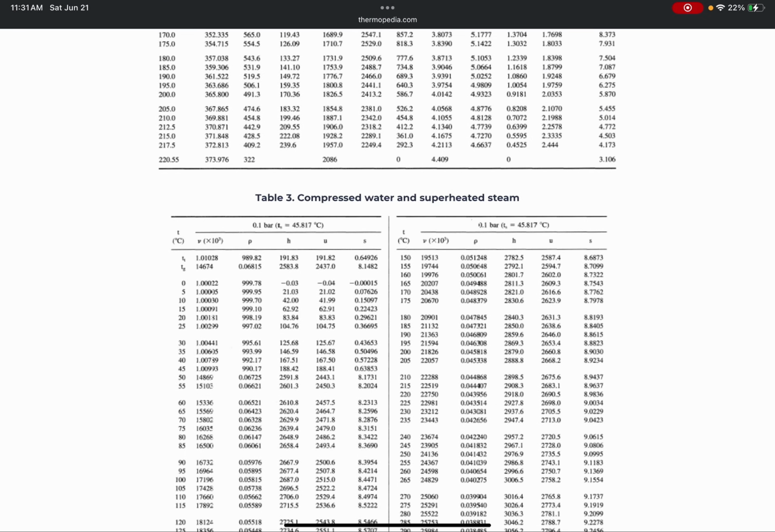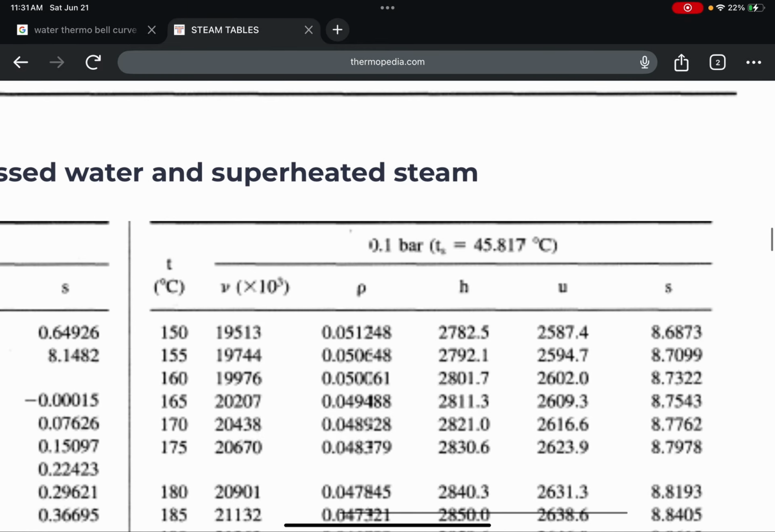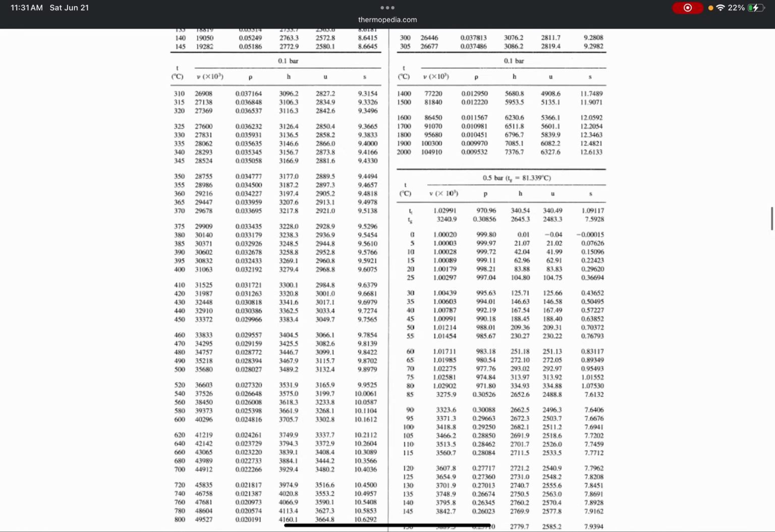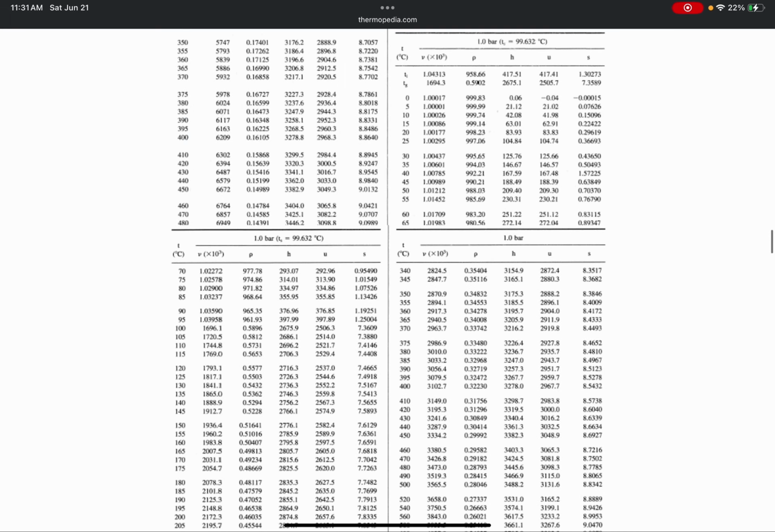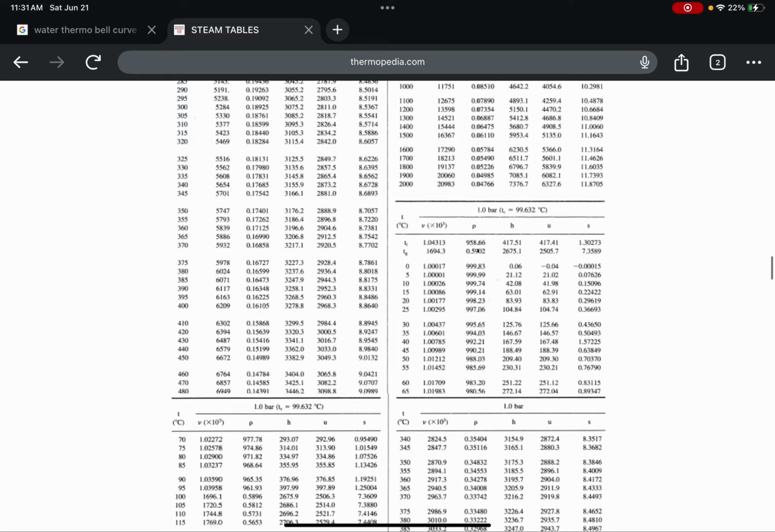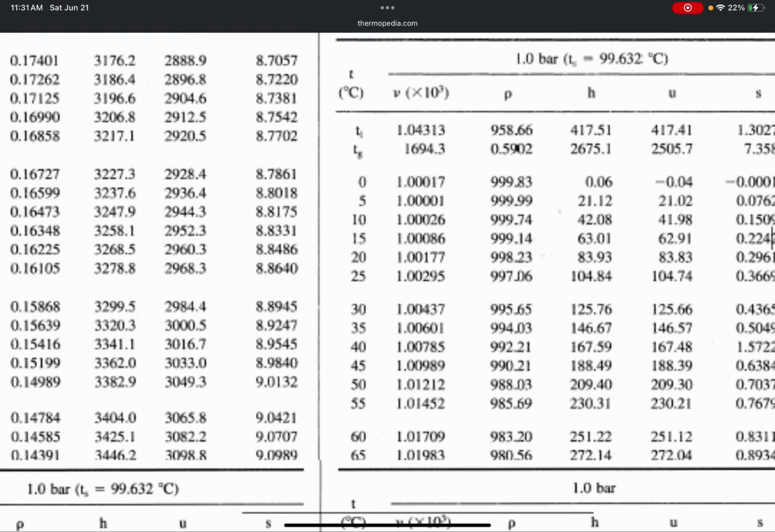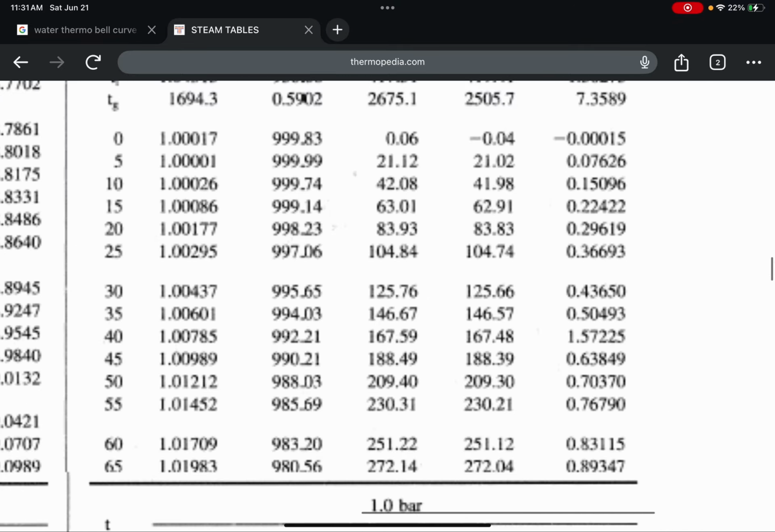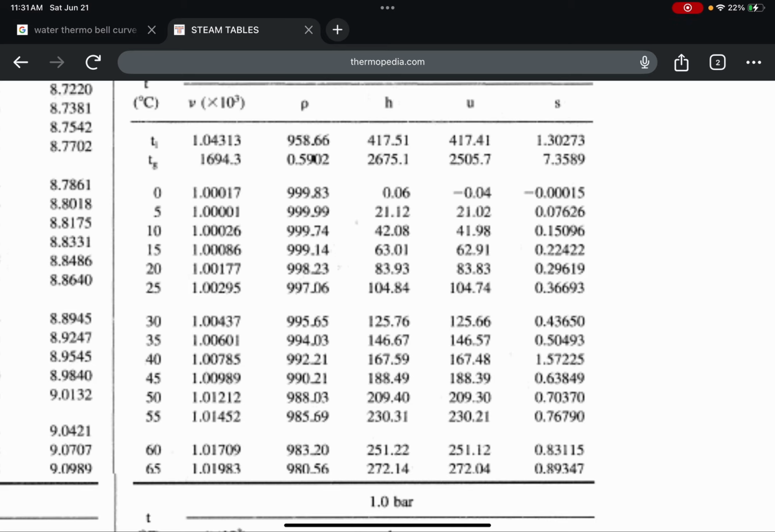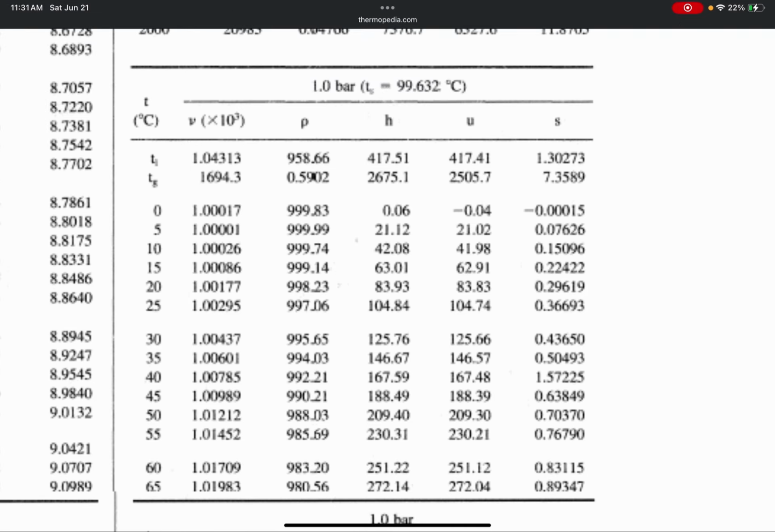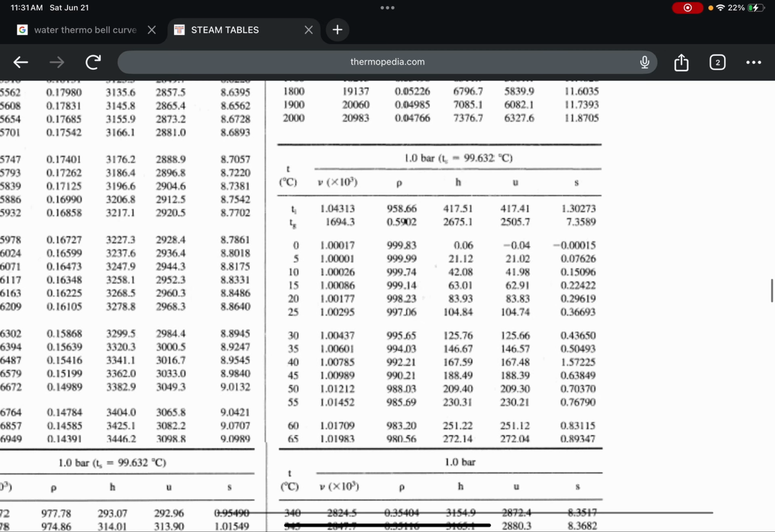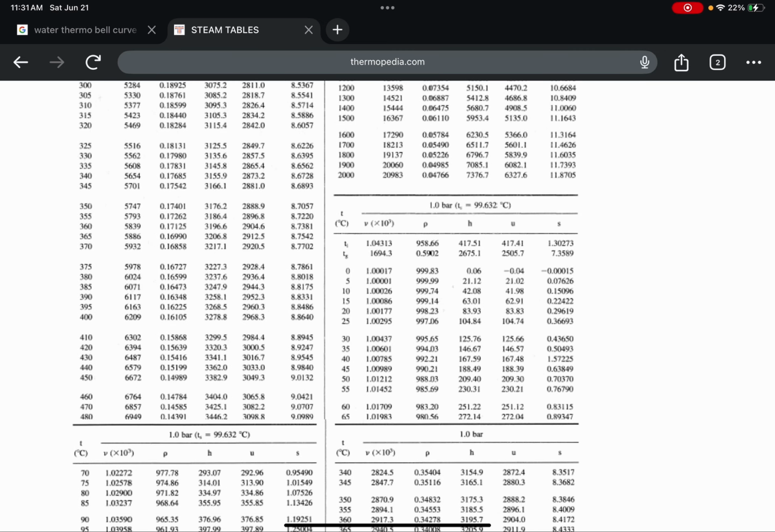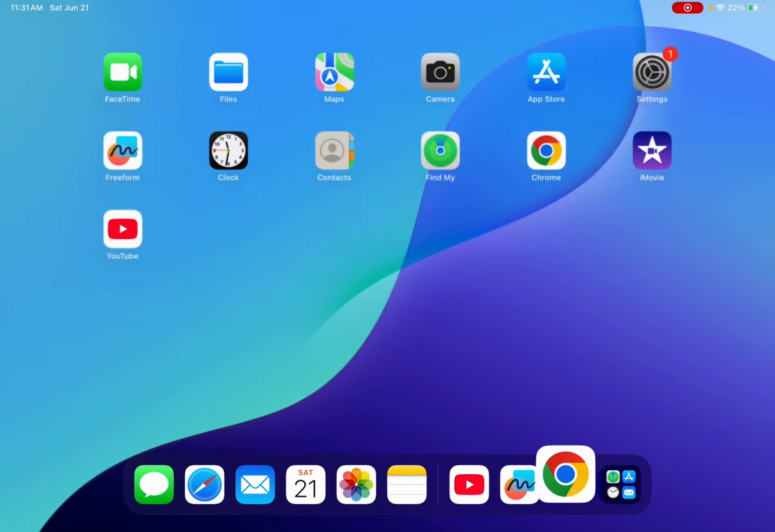Here we go. All right, we said 1 bar. These are 0.1 bar, 0.1 bar, 0.5 bar, 1 bar, and 50 Celsius. 50 Celsius right there. So we know the specific volume, first column, is 1.01212, density 988.03, enthalpy U, and entropy. There you go. That's how we use a table to find that data point.